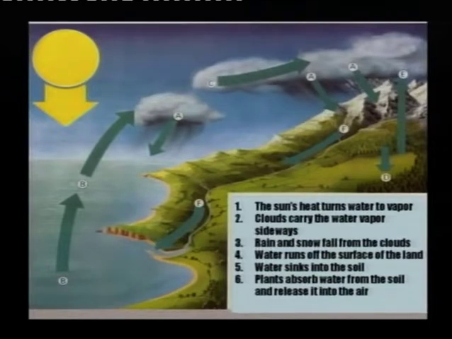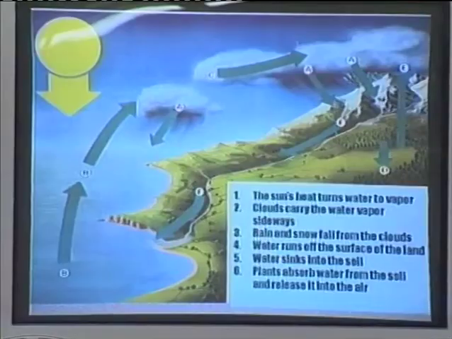Okay, water runs off the surface of the land. Catherine? F. Okay, good. It will have to be F. This arrow here and that one there. Water sinks into the soil.